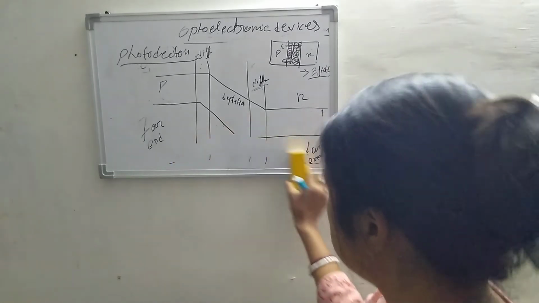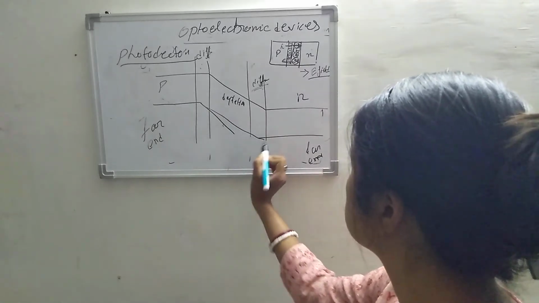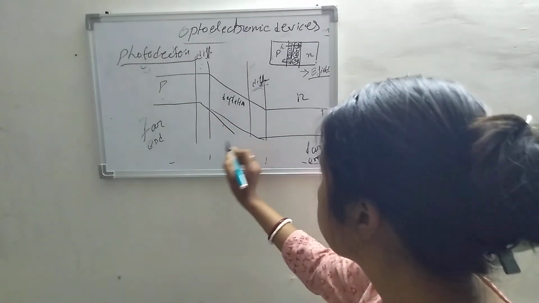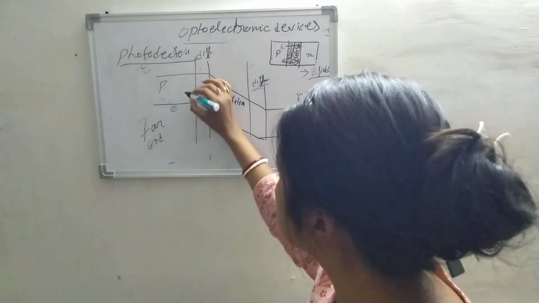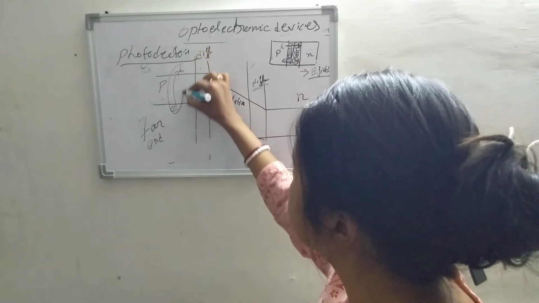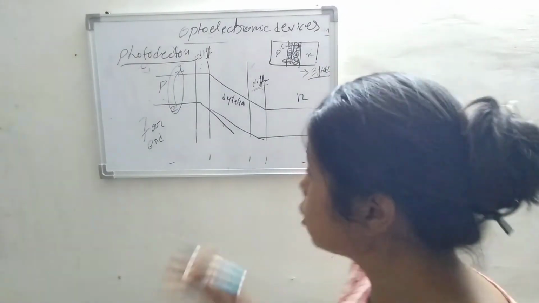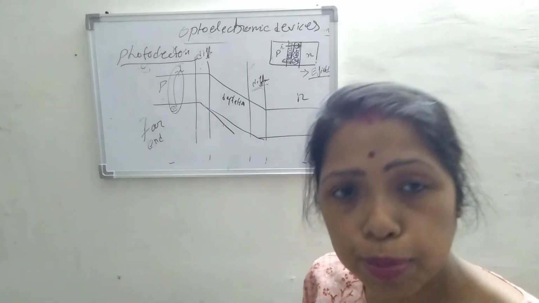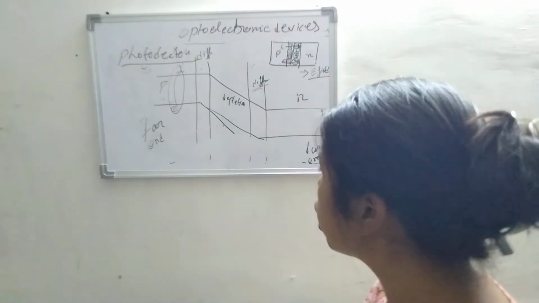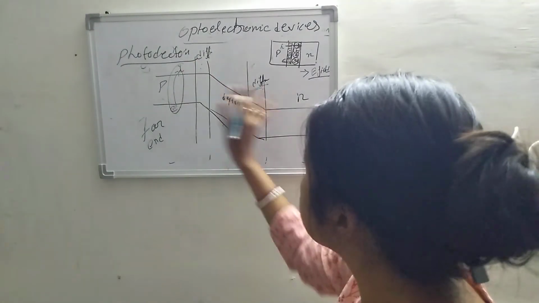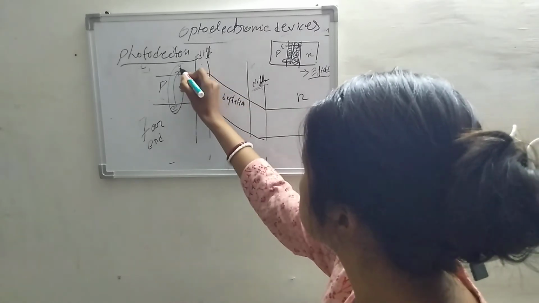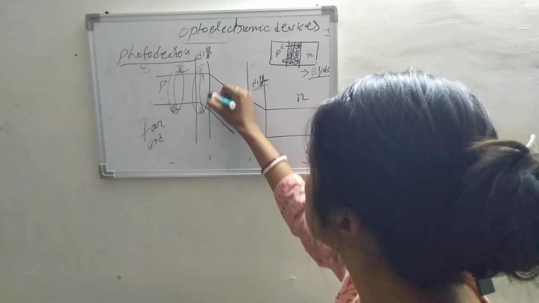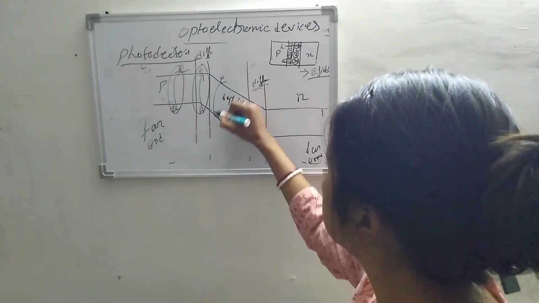Now, when light energy falls on the device, what will happen? Electrons will transfer from the valence band to the conduction band and create a bound electron-hole pair. Why is it bound? They are strongly connected with each other. If we want to separate this electron and hole, we have to apply a strong electric field, which may be internal or external. This electron-hole pair is produced in the entire region: the diffusion region, drift region, and depletion region.